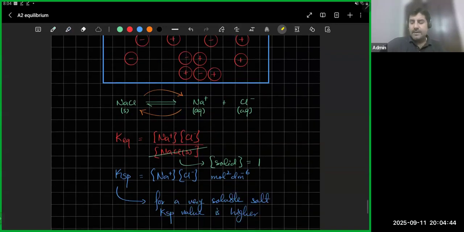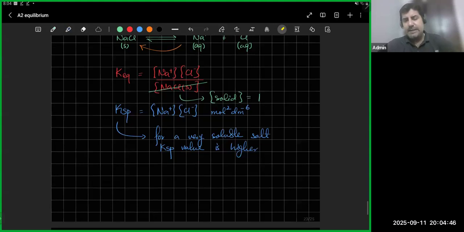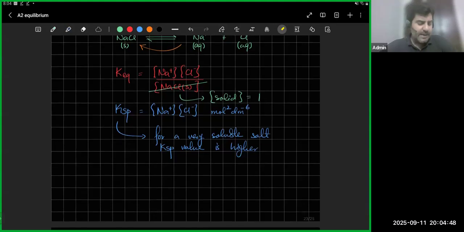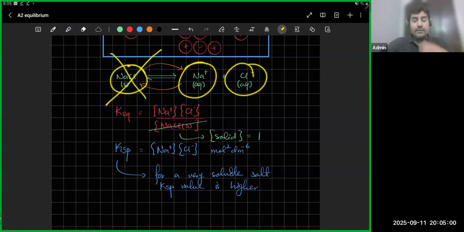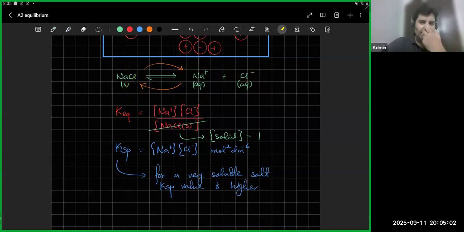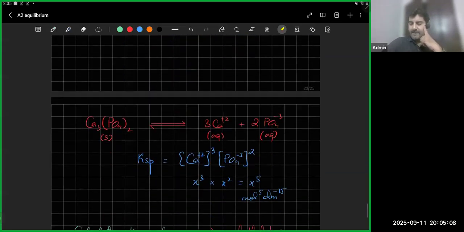Remember, this KSP thing is only for ionic compounds, and only for substances that are making a saturated solution. So it's product concentration divided by reactant concentration. The reactant over here is a solid, so you take it as a constant. You don't write that in the expression. So it's just Na plus to the power 1 times Cl minus to the power 1. That's what your KSP is.